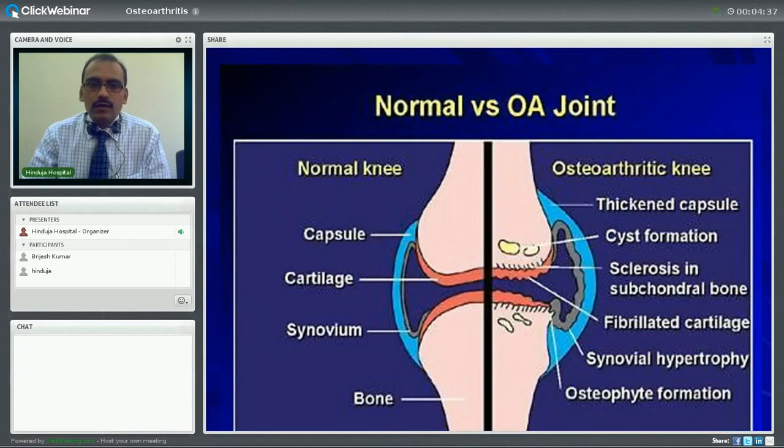you can see the difference between a normal-looking joint and an osteoarthritic joint. In a normal-looking joint, see the cartilage is very smooth with a proper synovium. But in the case of an osteoarthritic knee, there is a thickening of the capsule, eburnation, meaning roughening of the cartilage, happens, and that leads to formation of loose bodies inside the knee, which causes discomfort and pain.